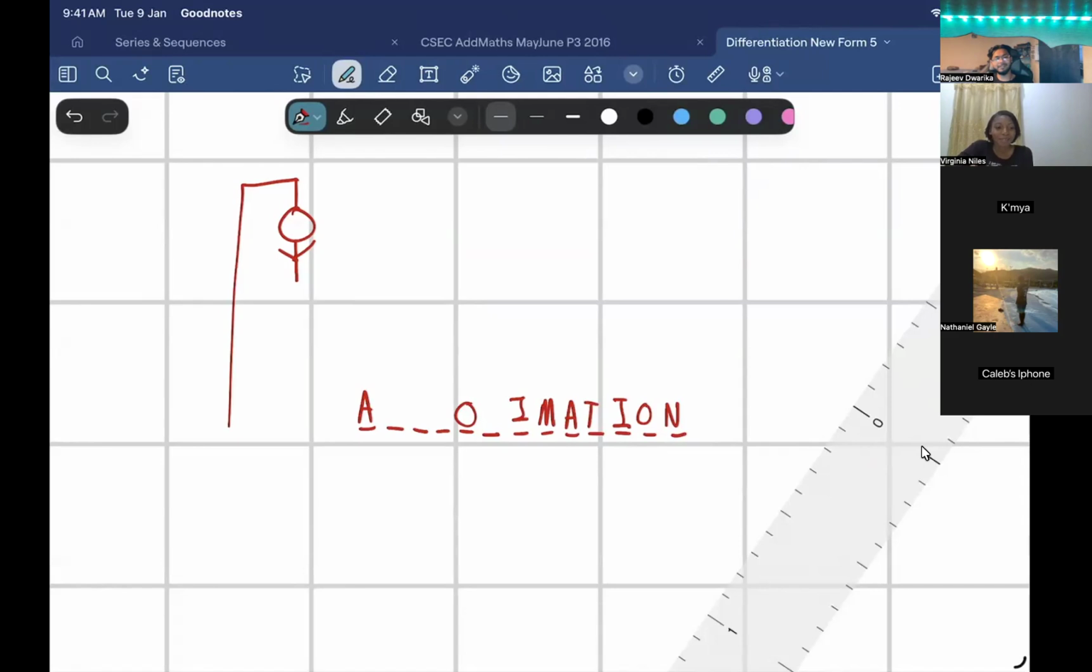Caleb, what are you doing when you round off a number? Because remember, it's a clue. Approximation. Right. Right.